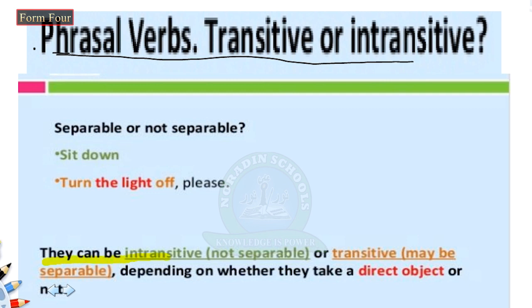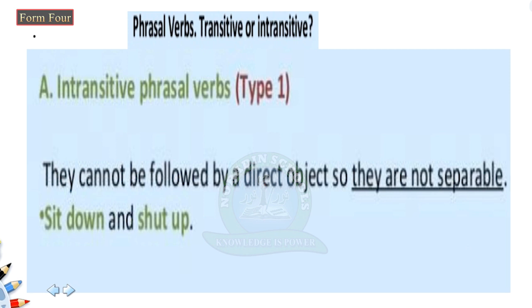They can be intransitive, not separable, or transitive, and may be separable, depending on whether they take a direct object. If the verb takes a direct object, we say it is separable. But if it's intransitive, we say it's not separable.